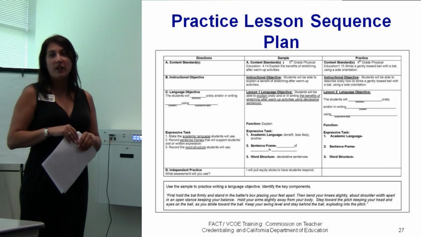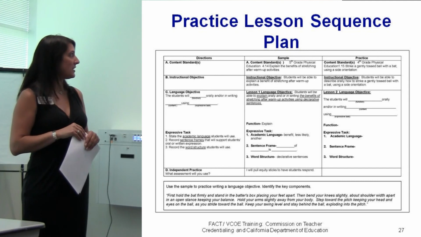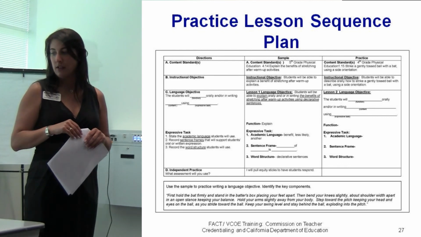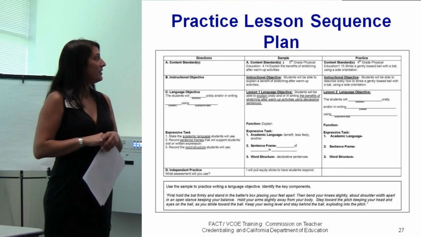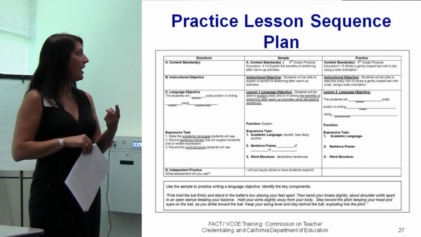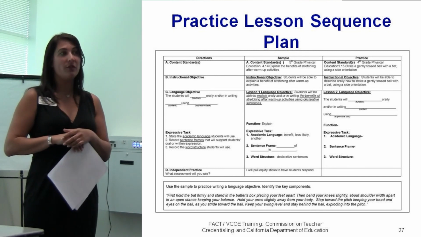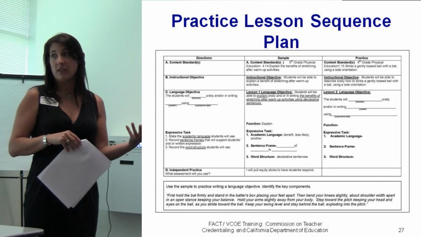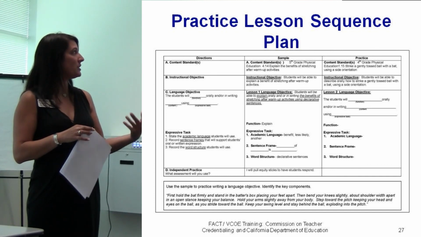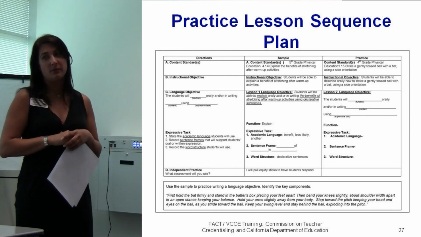So the first thing we're going to ask you to do is try to practice this on your own and try to identify what the function is in this lesson. So let's start with that first. We'll break it down. Down at the very bottom, there are the 3 parts of the expressive task. We're first going to look at the academic language, then we're going to work on a sentence frame, and then we're going to work on identifying what the appropriate word structure is that we would want to teach students in order to use the sentence frame when we're asking them to describe.